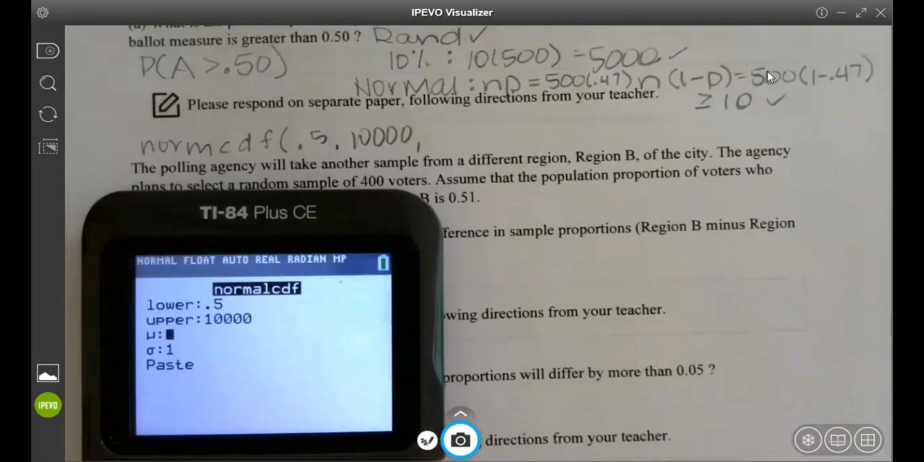Mean and standard deviation. Is it 0 and 1? Why is it not 0 and 1? When can I use 0 and 1? When I do what? Standardized. So I would have to find the z-score to use 0 and 1, but we don't want to do that because we're too lazy, and I don't mean that in a bad way. I don't want to find it, so I'm not going to do it. This way I can just use the values that I have. So what would my mean be? What do you think?